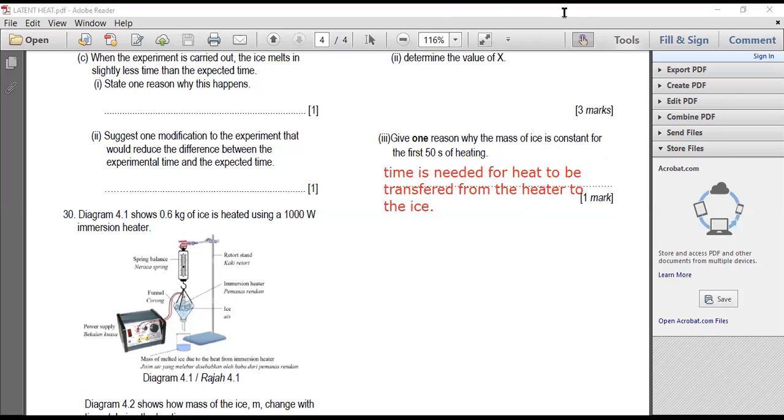So these are examples of questions involving the concept of latent heat. Okay, that's all for now. We will continue in the next lesson.